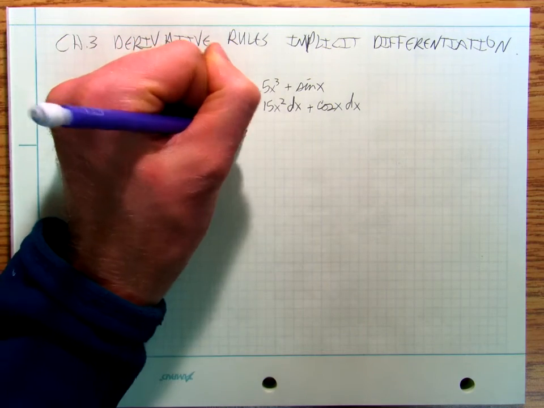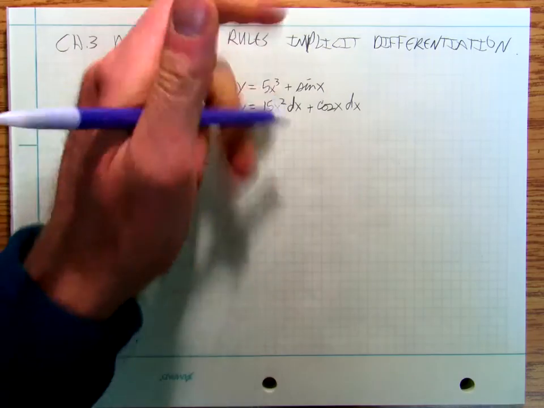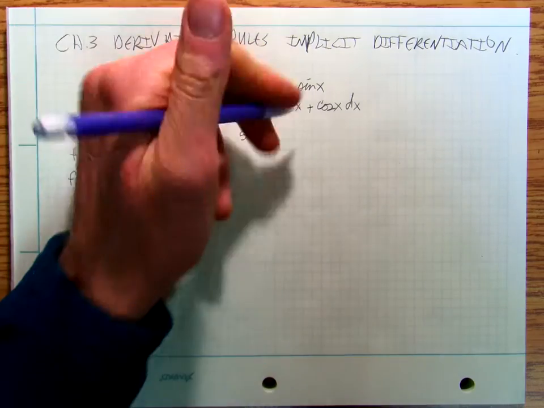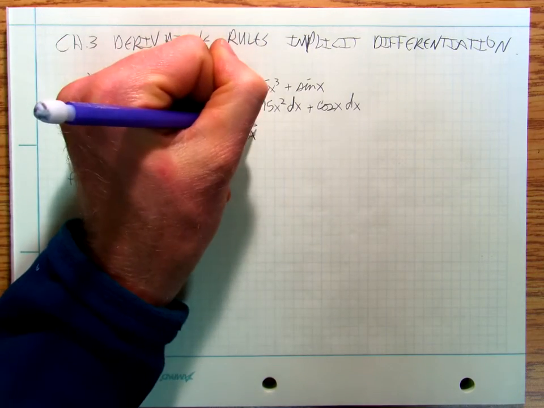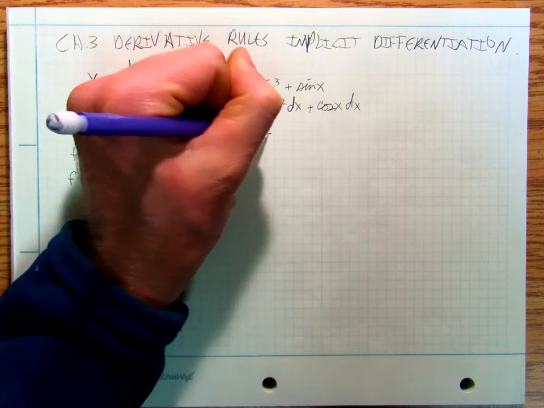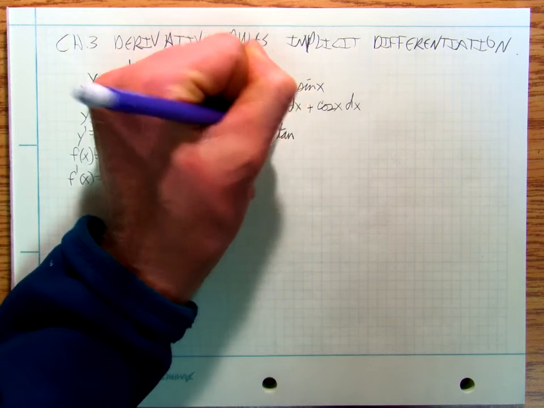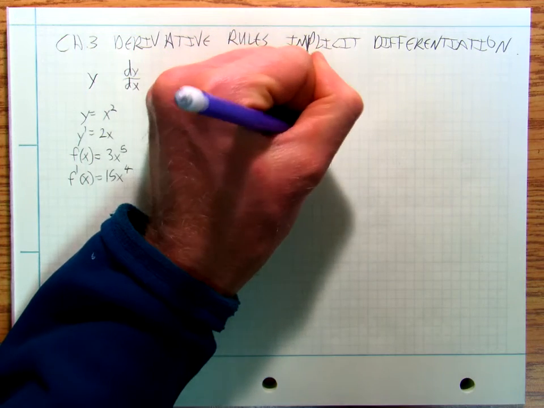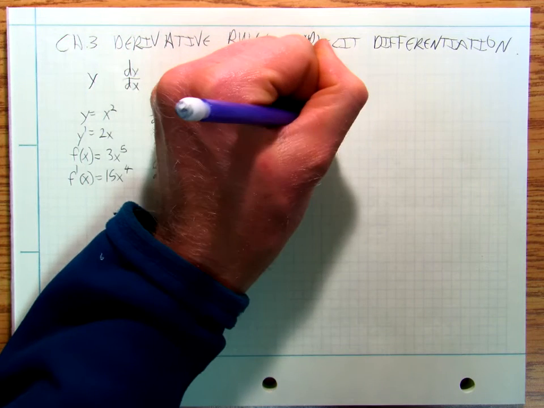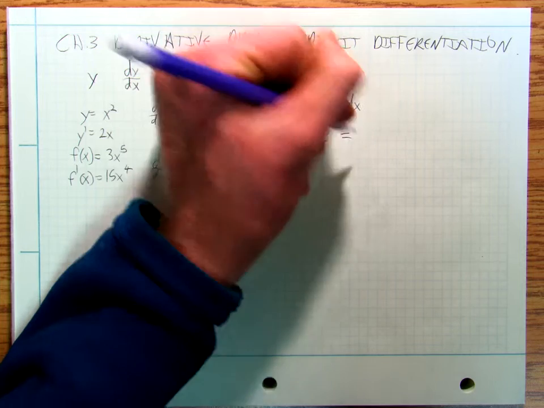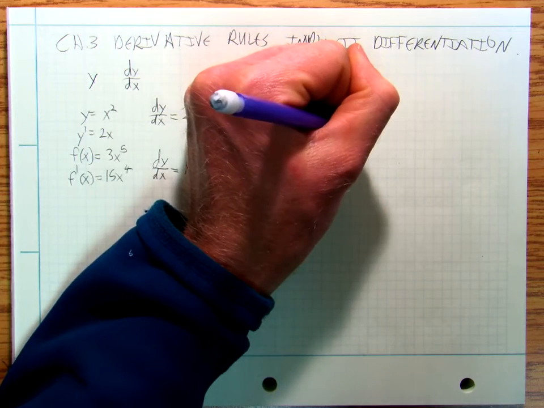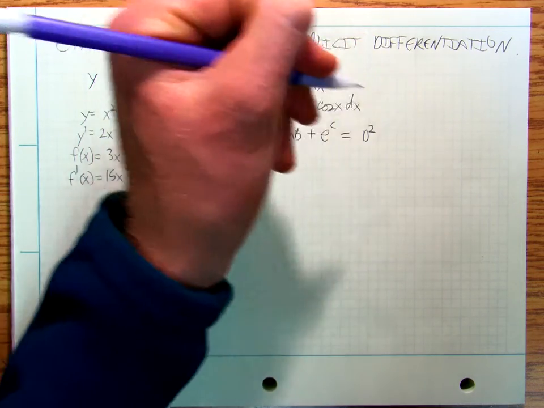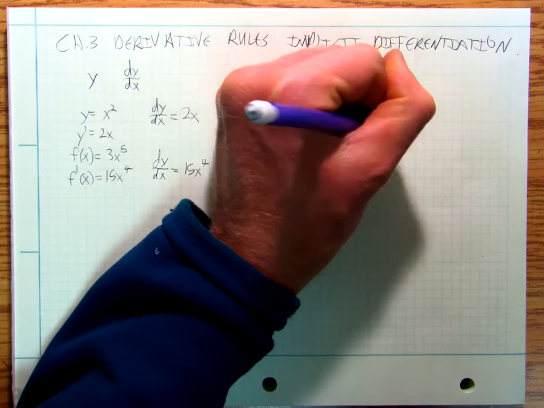I'm going to go even a little bit more crazy on this. I'm going to say 5a to the fifth plus tangent b plus e to the c equals d squared minus 4d.